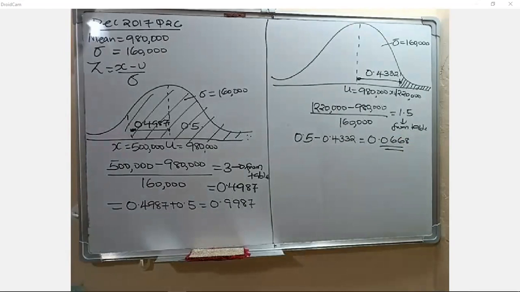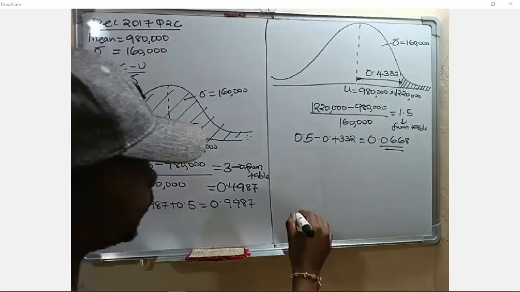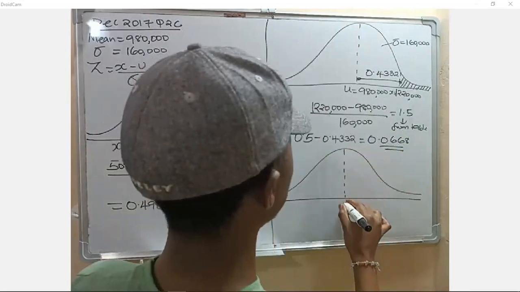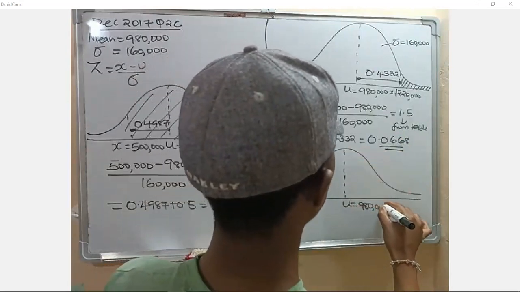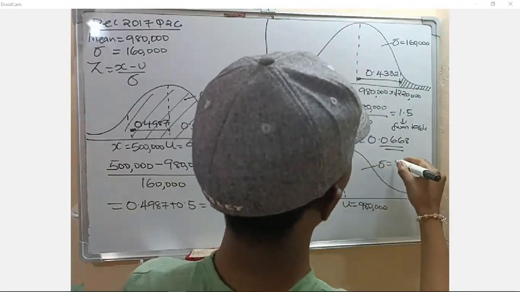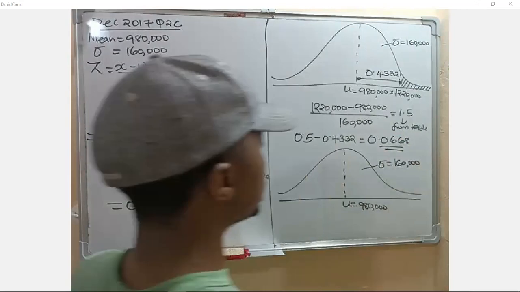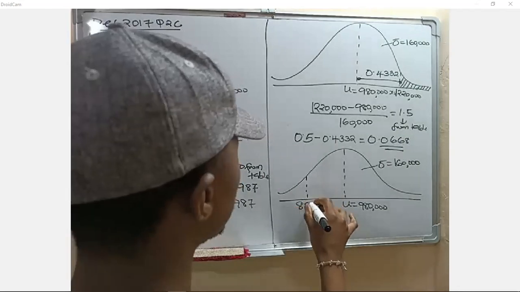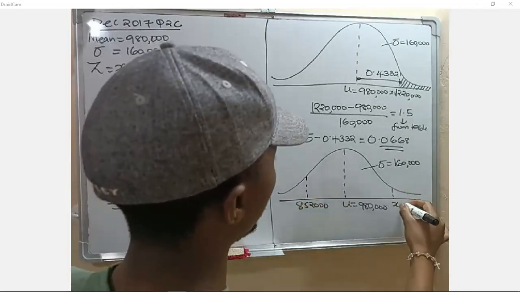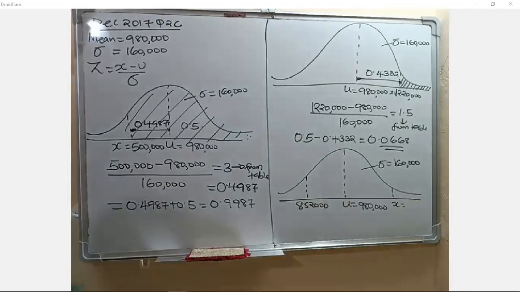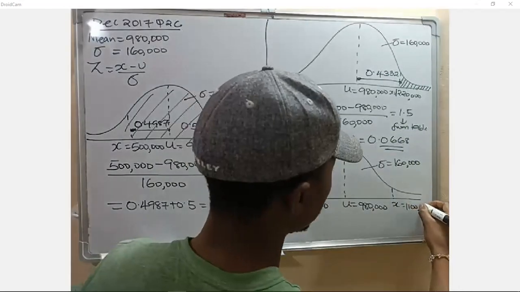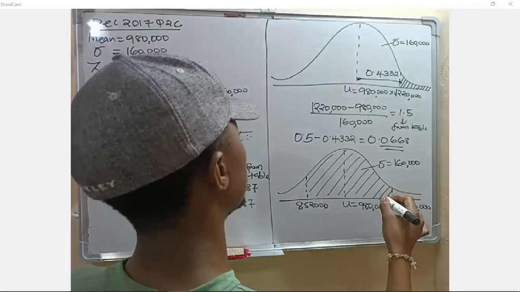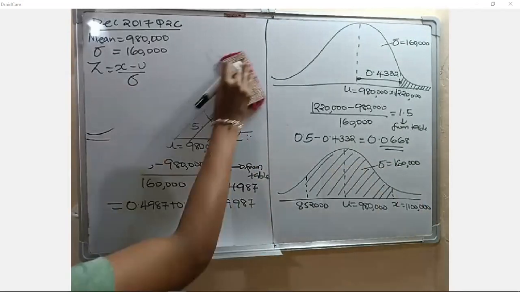It lies between 852 to 1100,000, and it looks like this, right? So our mean here is 980. Our standard deviation here is 160,000. So it falls between what and what? We are talking about 852, which is here, and the last one, our X, on the other side, we are given 1100,000. So the area we need is this area.